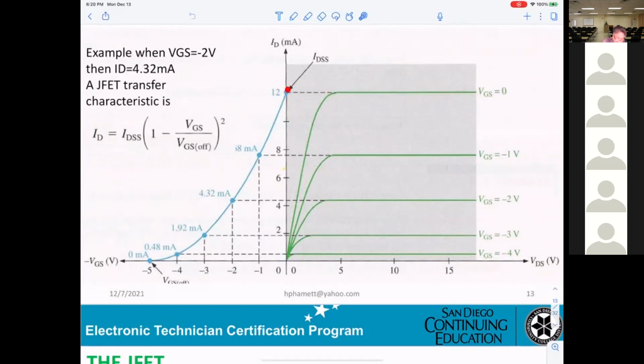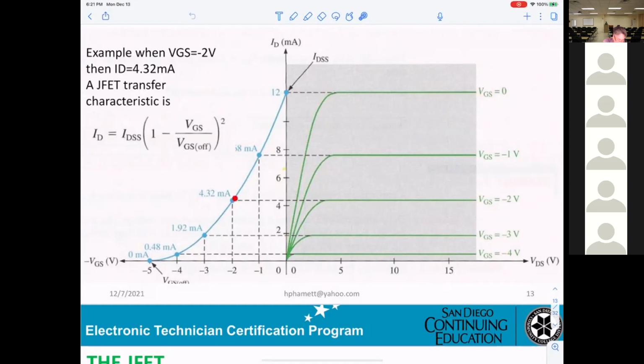Now at this point here, IDSS equals 12. At this point here, VGS off equals minus 5 volts. Okay, so on the curve here, if you want ID, given for example this one here, then you can go to the ID, and you know that will be 8 milliamp. If you want to get the VGS, you go down, and the VGS equals minus 1 volt.